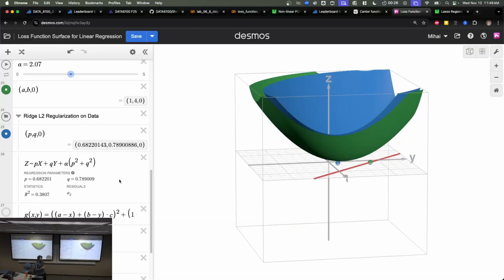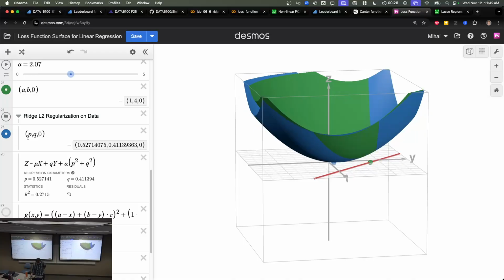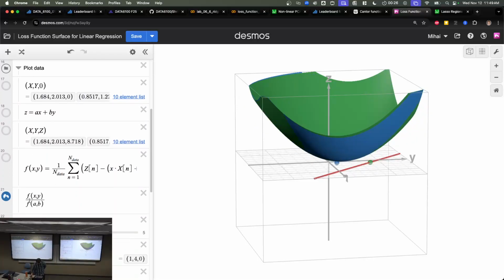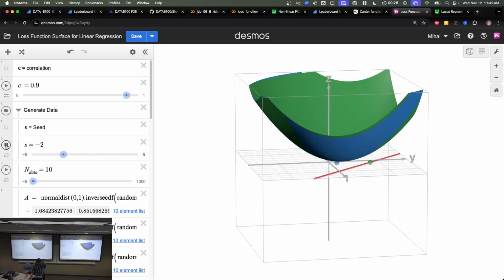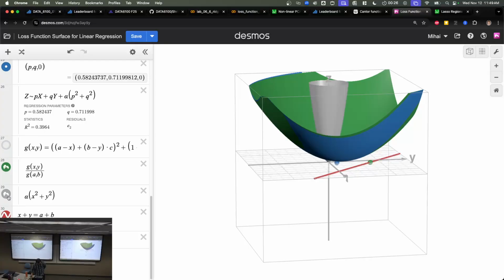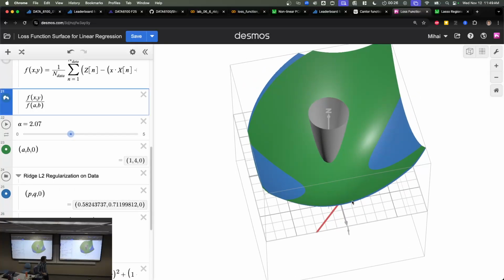Okay, that was ridge regression. If we add on, let me pause this data making process. If I can find the button, generate data. Let's pause this. So we were adding on this sort of square term, this really circular bowl, and that pushed the whole bowl towards the middle. It made it more circular.